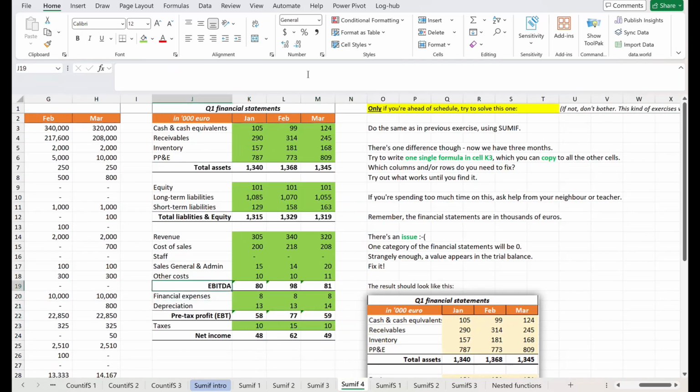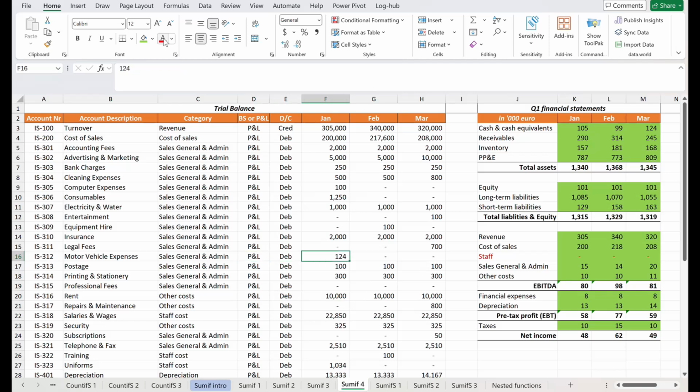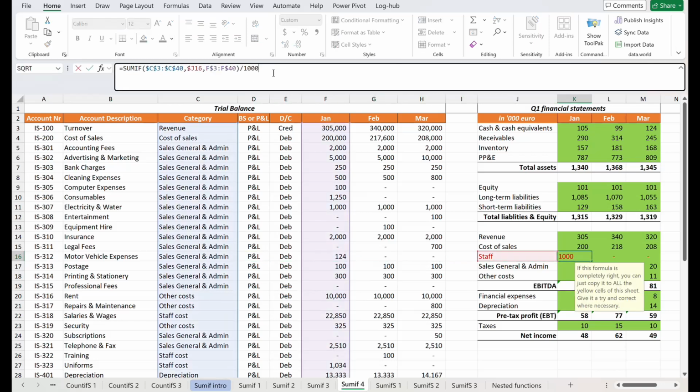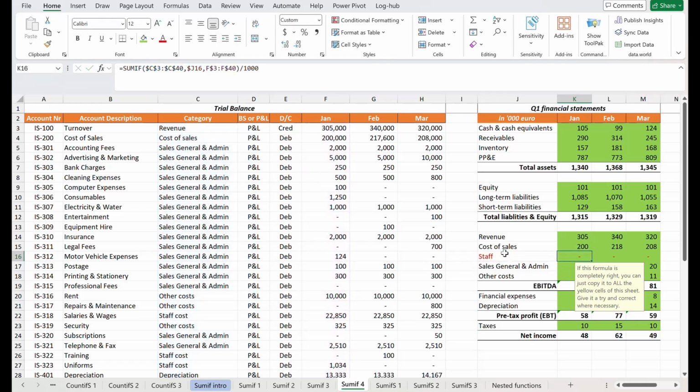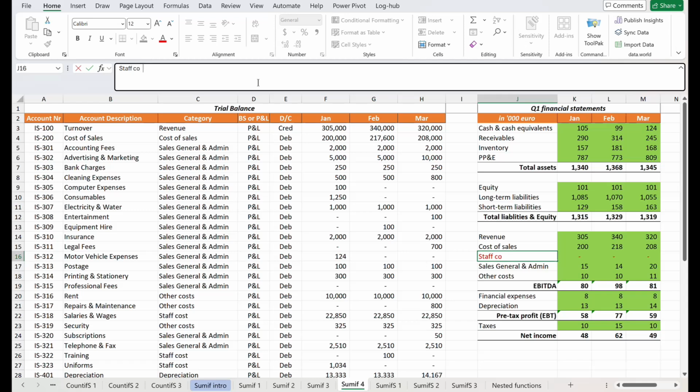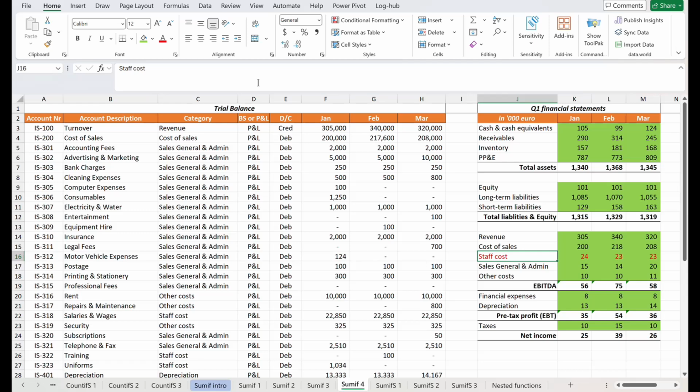However, there is one issue here. Staff is 0. That doesn't look healthy. What could be wrong? Well, it's looking for the word staff in this blue range. And in this blue range, we don't see staff, but we do see staff cost. So one way to solve it is to change this into staff cost. And now it looks decent. Yeah, the other way would have been to replace staff cost by staff.